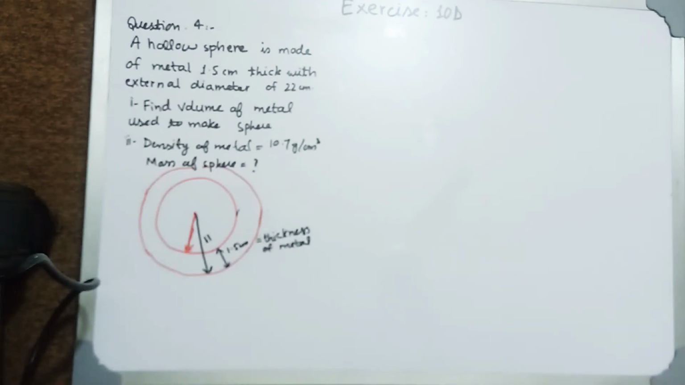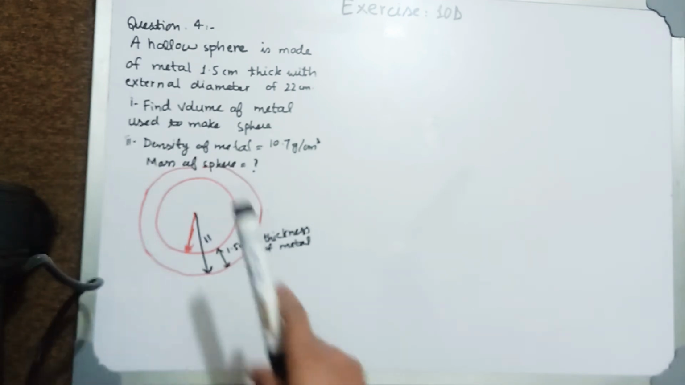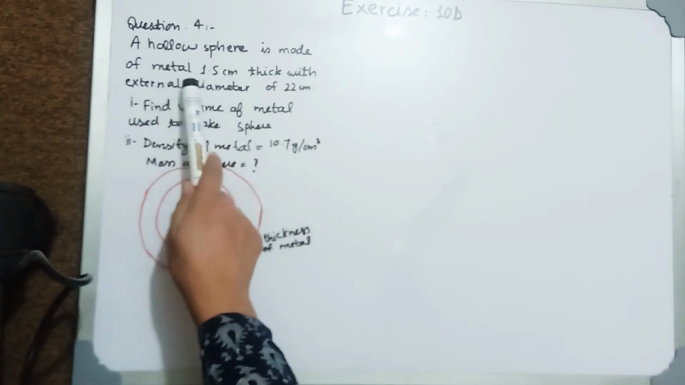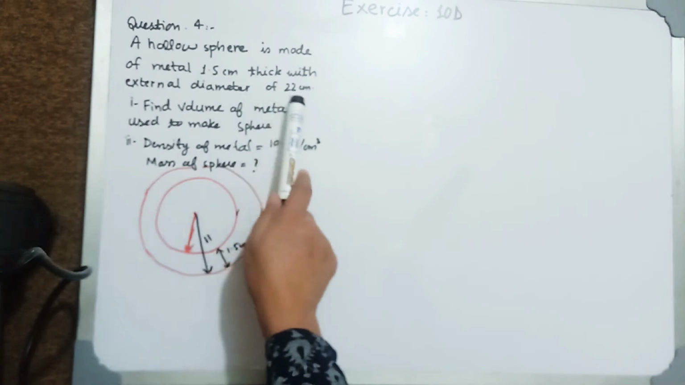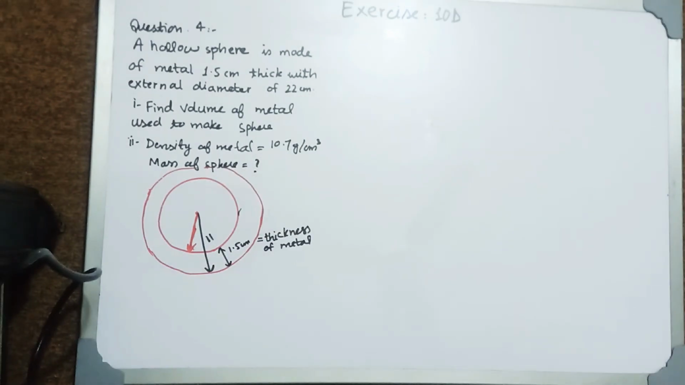Today we are starting question number 4 of exercise number 10D. I have written here the statement that a hollow sphere is made up of metal 1.5 centimeter thick with external diameter of 22 centimeter. I hope you're all familiar with the sphere, that is a three-dimensional shape like your football or a ball. These are spheres, right?